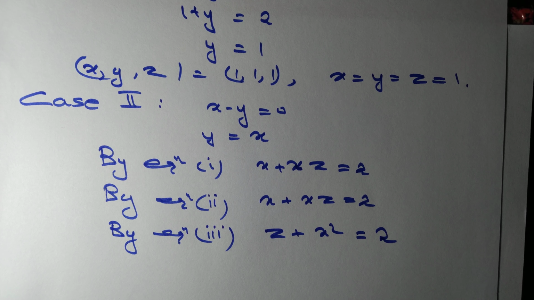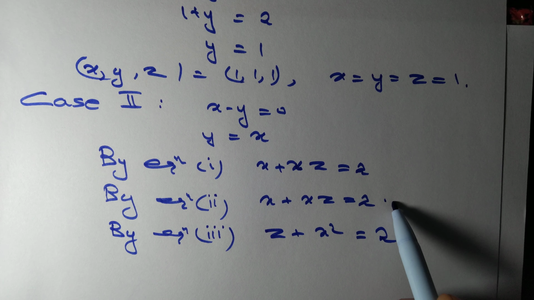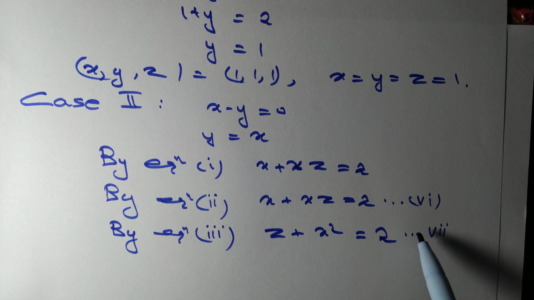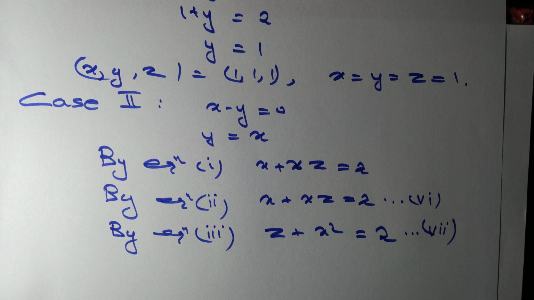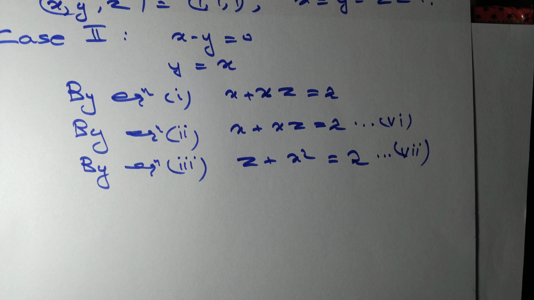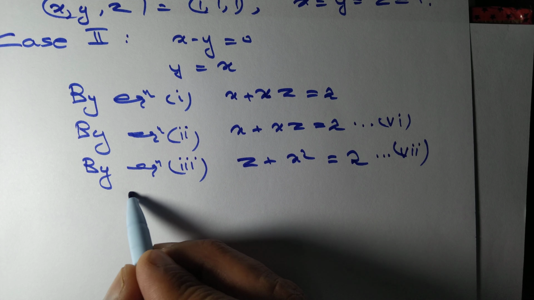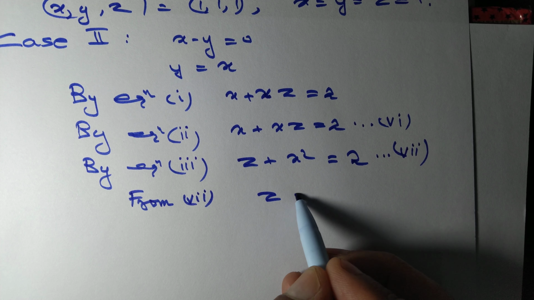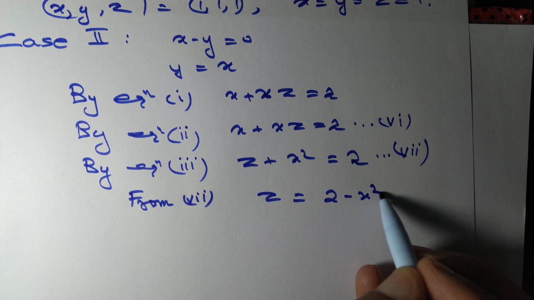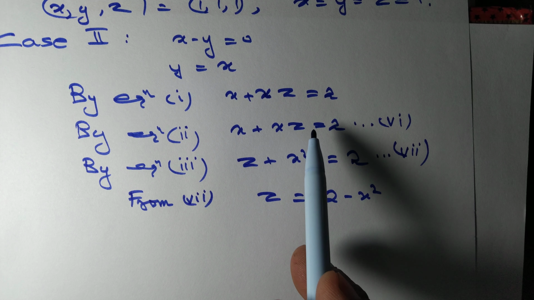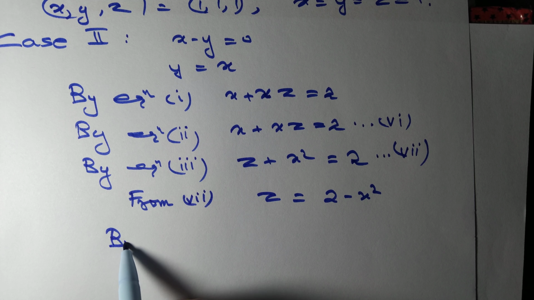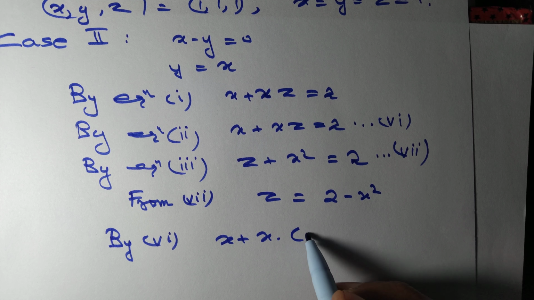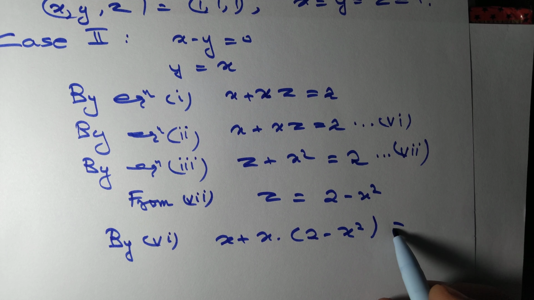So far we have gone up to equation 5. Let's write this as equation 6, and this one is 7. Let's solve for x and z from equation 6 and 7. From 7, z equal to 2 minus x square. We write that value of z in equation 6. By 6, x plus x into 2 minus x square equal to 2.